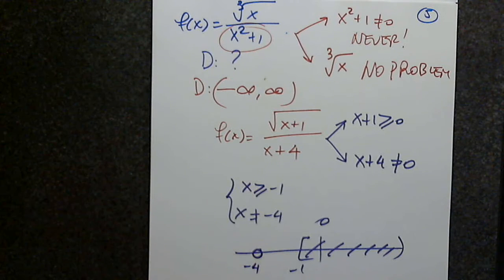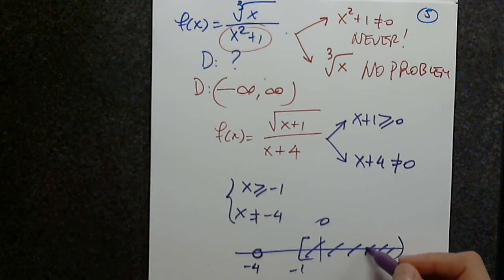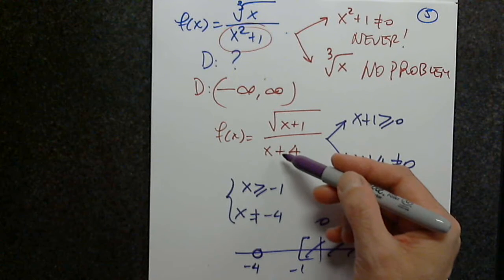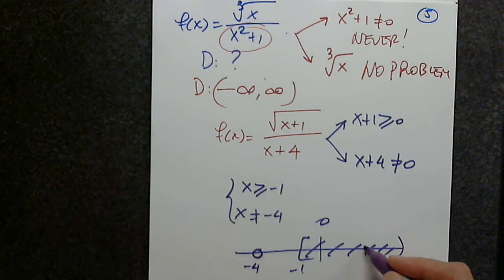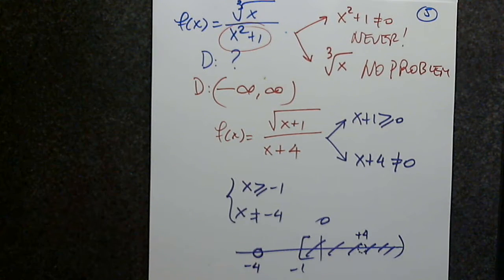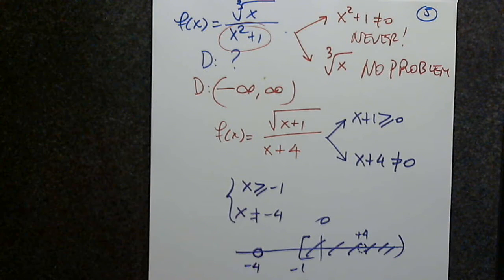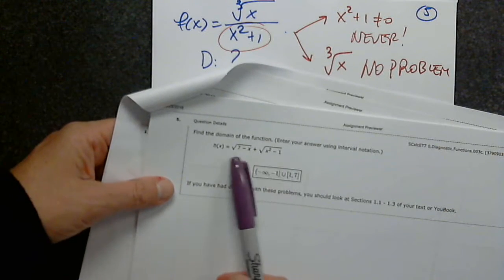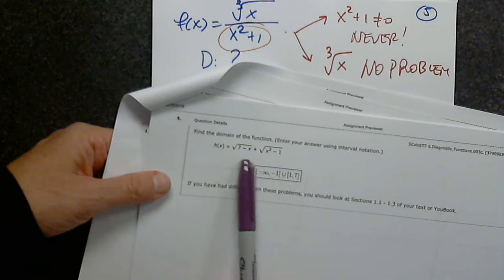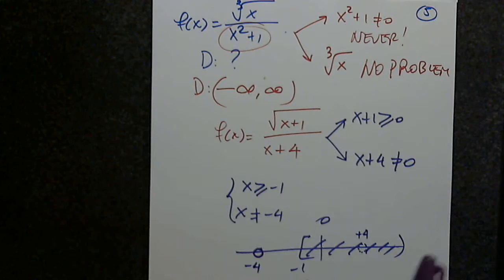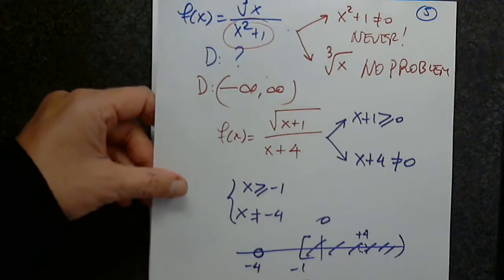If this number were somewhere here, like let's say +6 or +4, if I change this into x minus 4, then I would have had to exclude +4 from there. And the domain would have been -1 to 4 union 4 to infinity. But that's not the case because I have x plus 4. Is that better? Perfect. Okay, the next one is a totally different situation. Way more work. So let's take a look. Any questions for me, please?